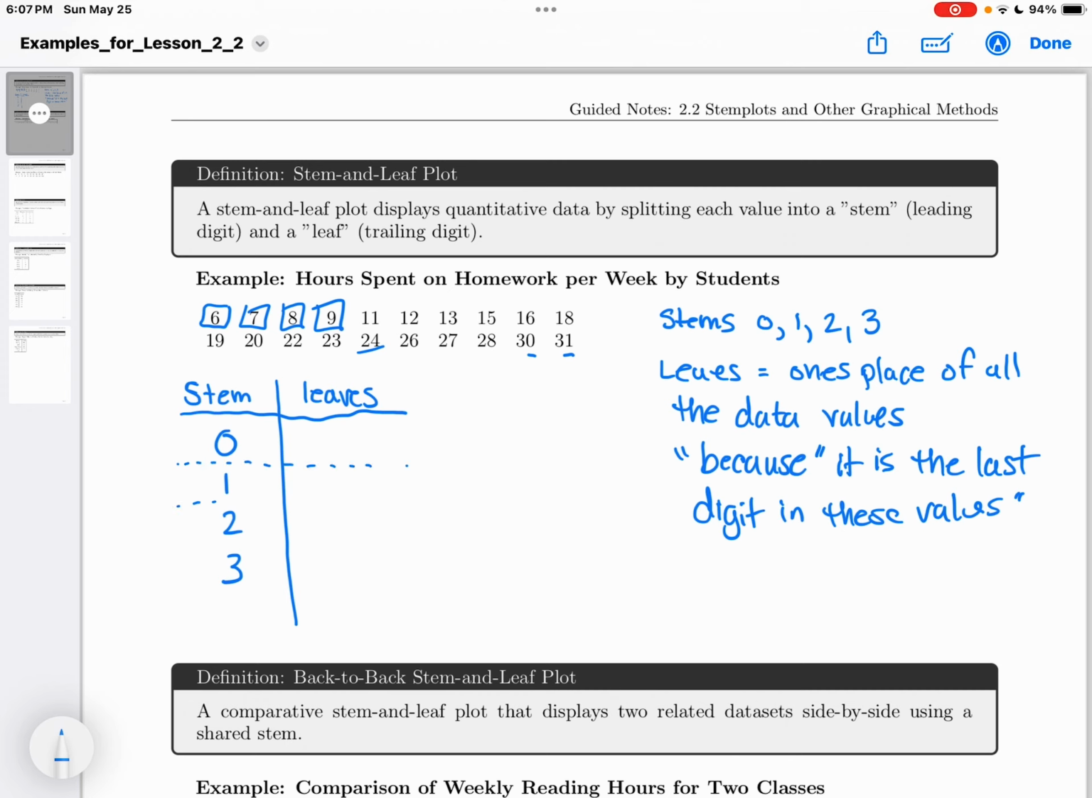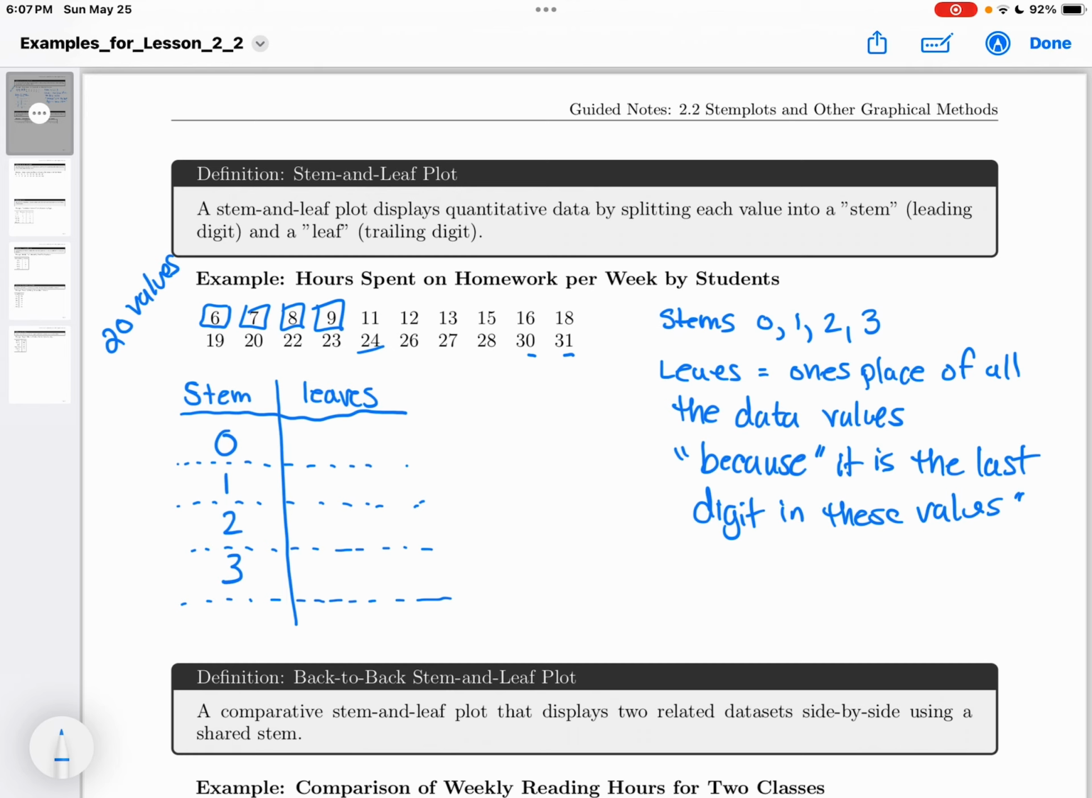You don't have to, but I like to make it in table format so it's easy to line up. But that's not required. All right, now what you want to do when you write your leaves, each leaf is going to represent one of these numbers in this data set. And because we have 20 values here, we should have 20 leaves when we're done.